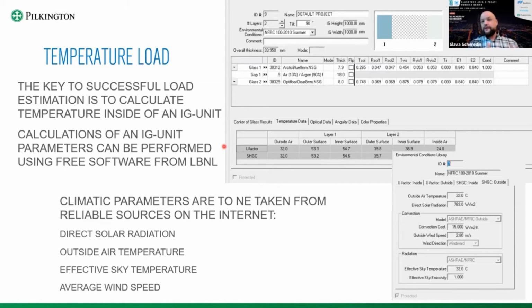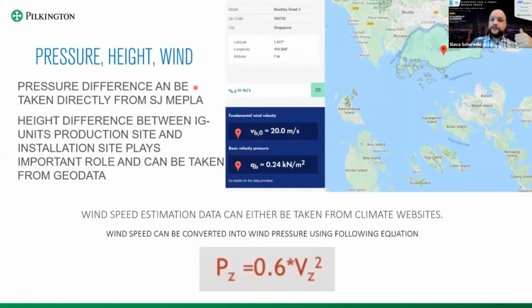Of course, the more solar absorption it has, the bigger the temperature will be and the bigger the deflection will be. Also, it goes for the spacer: the wider the spacer, the more gas is inside of it. And the more gas, the more the gas expansion. So we estimated the temperature. Now it's time for us to estimate the rest.